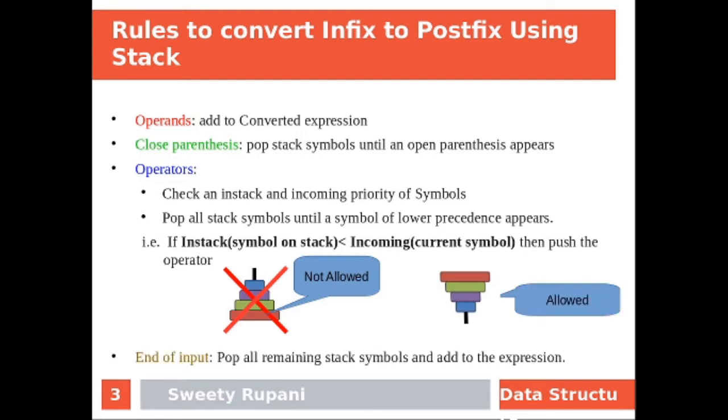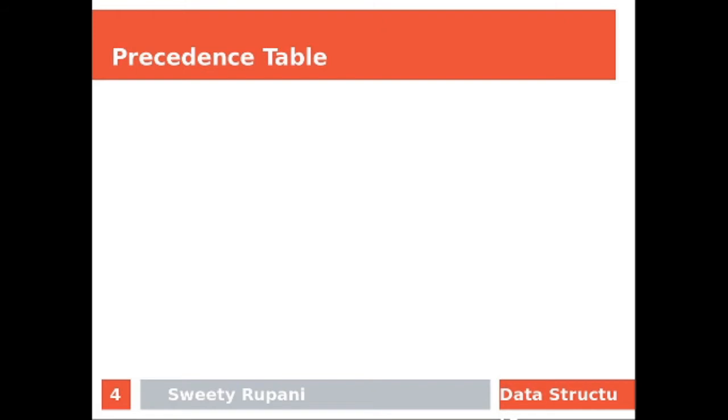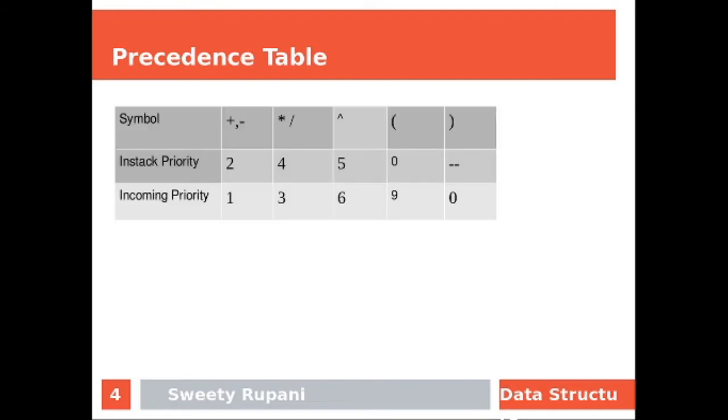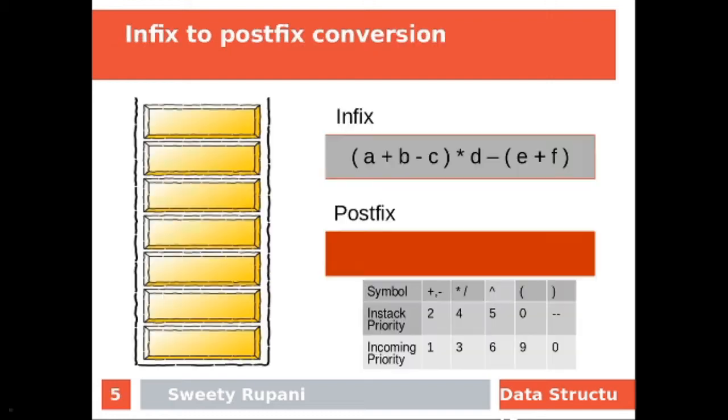Right? When you reach the end of input, you have to pop all the elements out of the stack and add them to the expression. Now let us have a look at a precedence table which we have to follow for converting this expression. For a symbol say plus, I'll be checking the in stack priority if plus is already lying on the stack, and incoming priority would be checked for all symbols when you are about to insert that particular symbol onto the stack. Let's have a look at an example so as to have a clear idea.